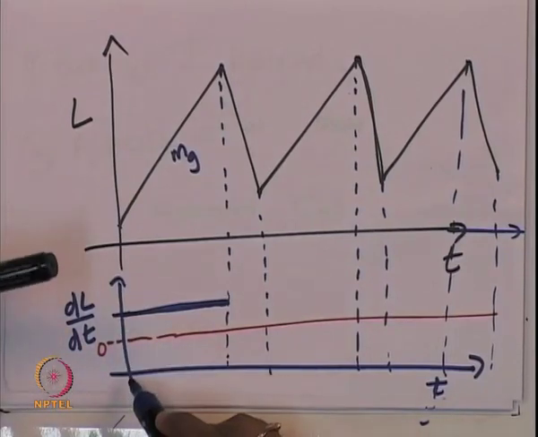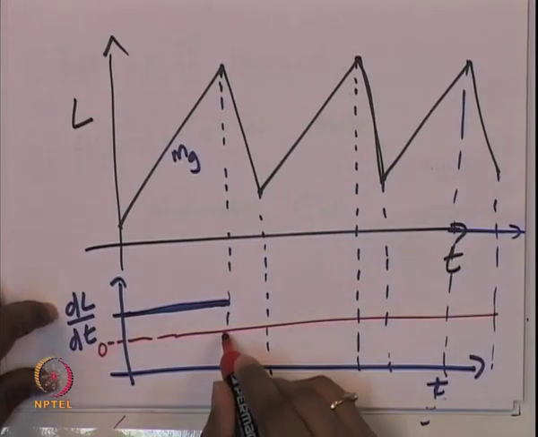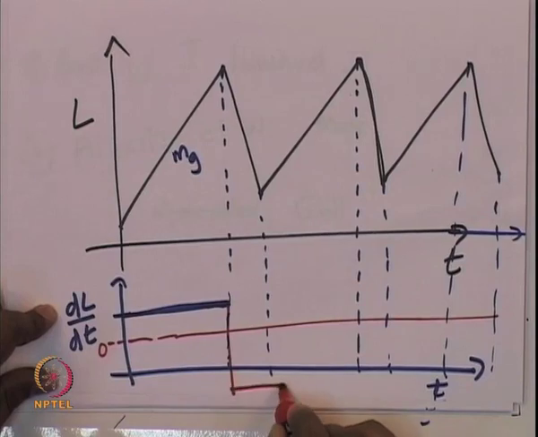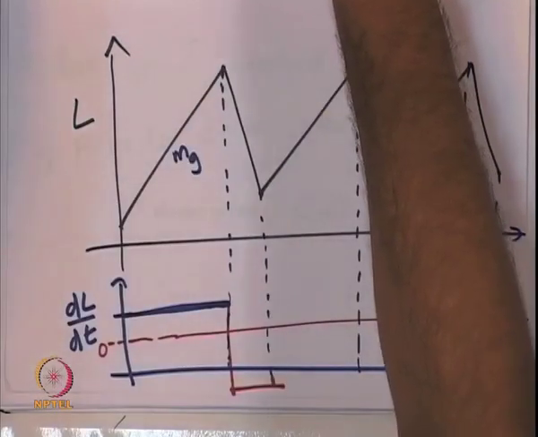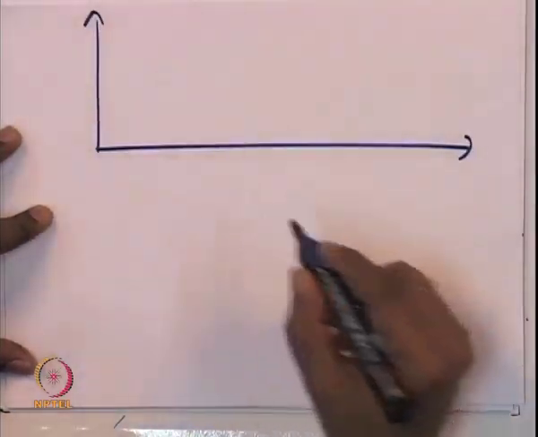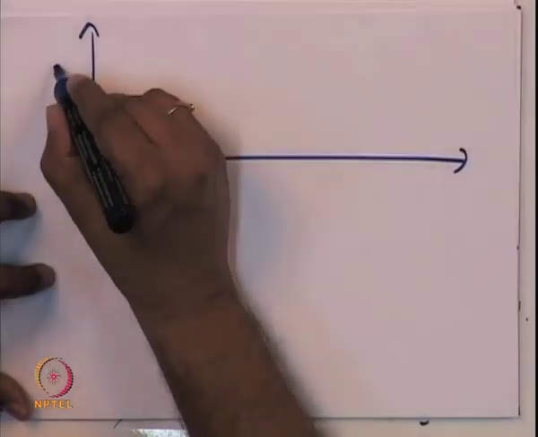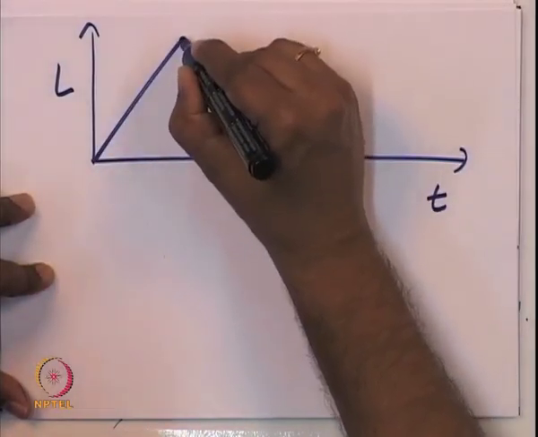Somewhere here. It will be much better to draw this in a different paper, much below this. So let me quickly draw it in a different graph. What we have here is first length versus time. So this is length, this is time.